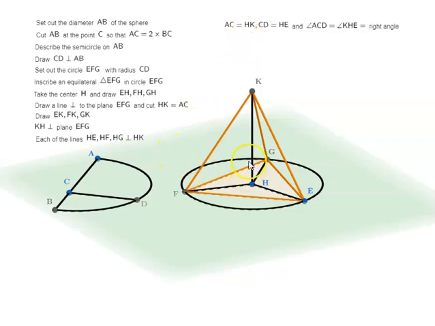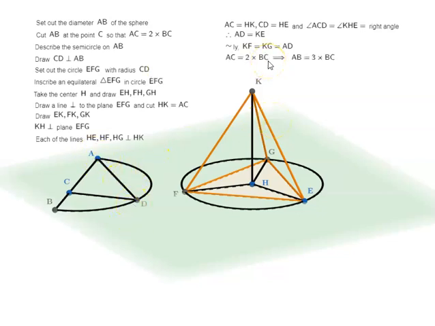AC is equal to HK, CD is equal to HE, and angle ACD is equal to KHE, and they are both right angles. So which means AD is equal to KE, because these two triangles are congruent. Which triangle here? We have to join AD for that. Similarly, we can show that KF is equal to KG is equal to AD.